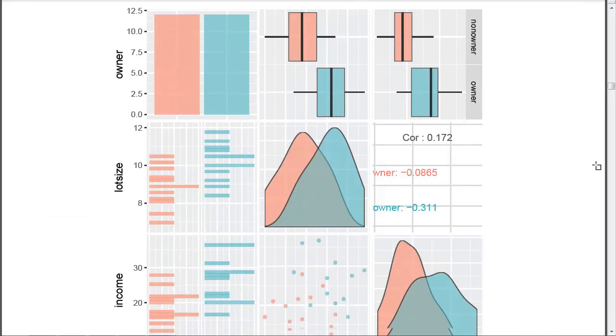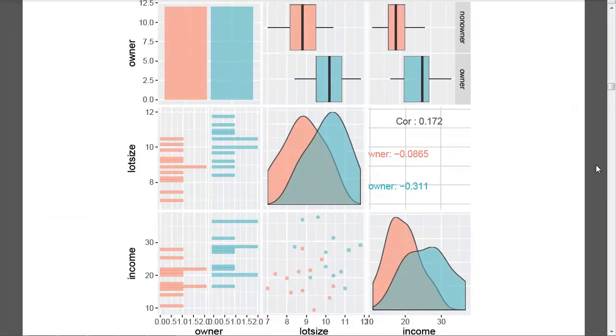Here's a scatterplot matrix of all the features, and in terms of lot size and income, this is basically the same plot as we saw above. But we see some distinctions for lot sizes and for income. But what we want is a single direction that gives us the best discrimination between owners and non-owners. Looks like there's already some discrimination on the individual variables, but we can do better.